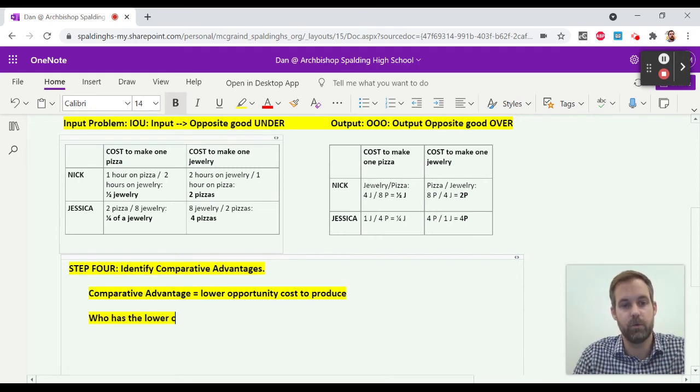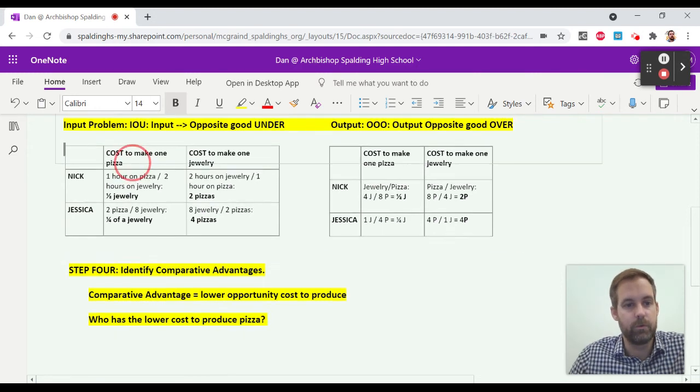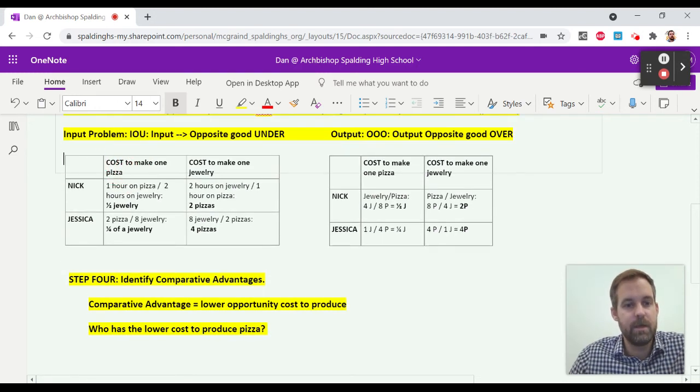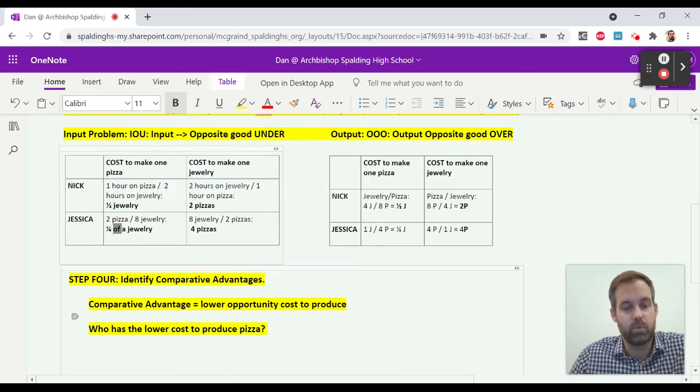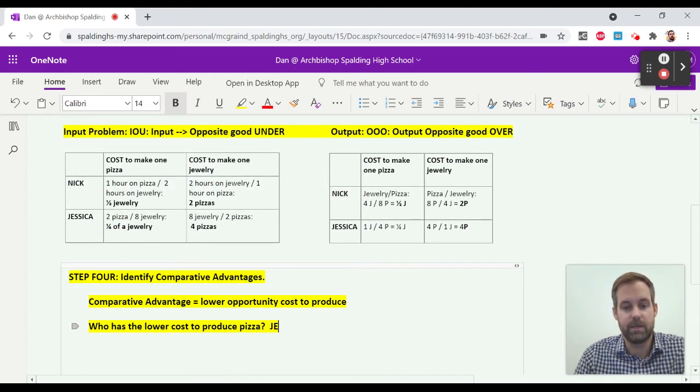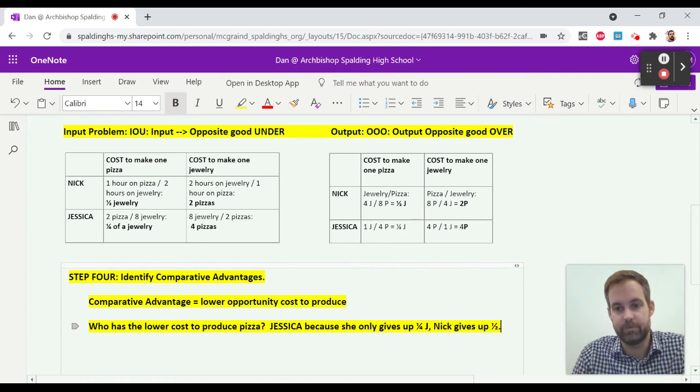So who has the lower cost to produce pizza? Well, we go to the cost of making a pizza. Nick's cost is 1/2 of a jewelry. Jessica's cost is 1/4 of a jewelry. And we can say Jessica, because she only gives up 1/4 jewelry, Nick gives up 1/2 of a jewelry. So Jessica pays less to make pizza.